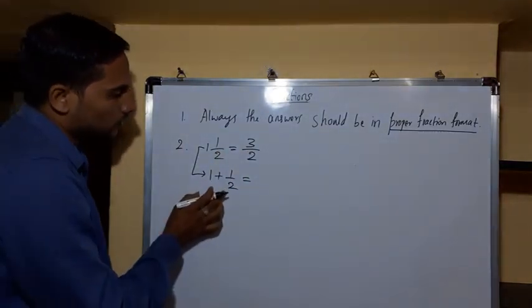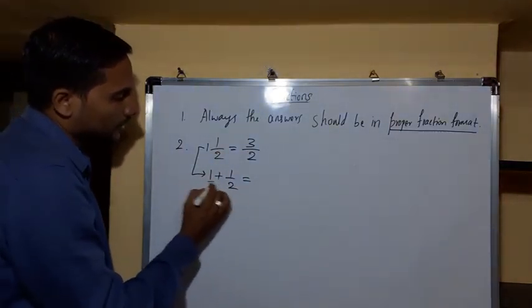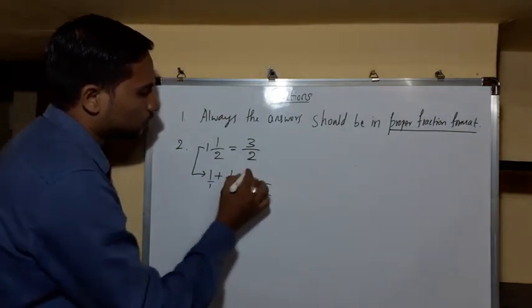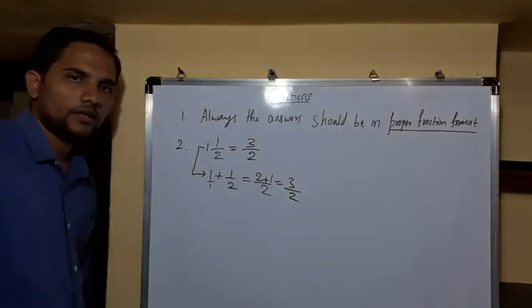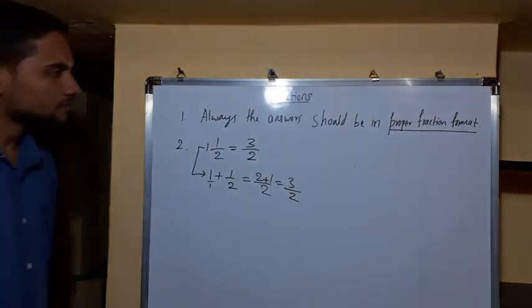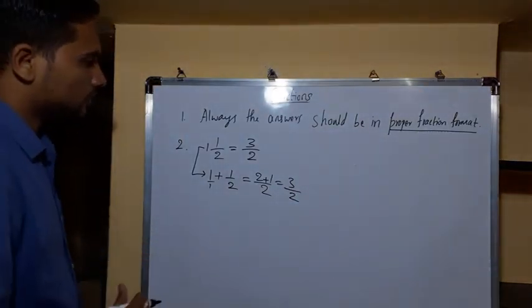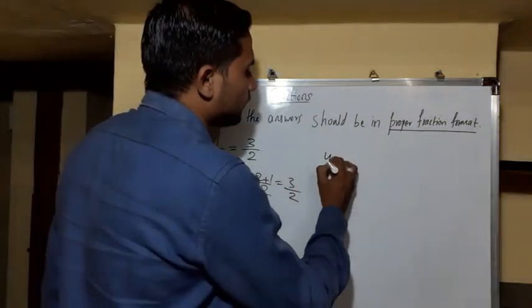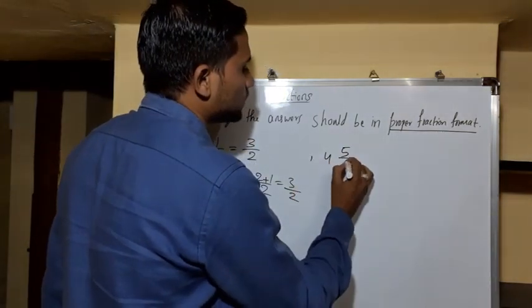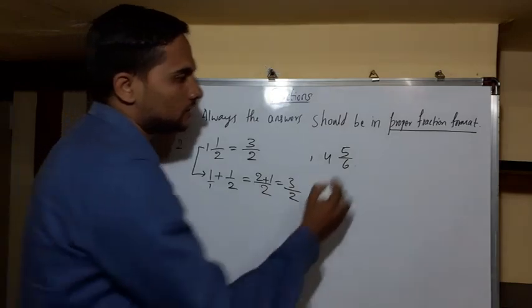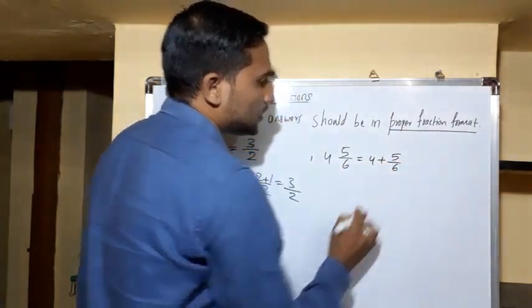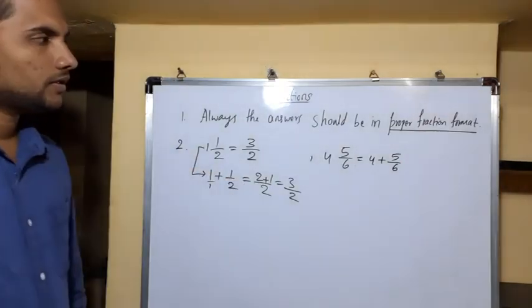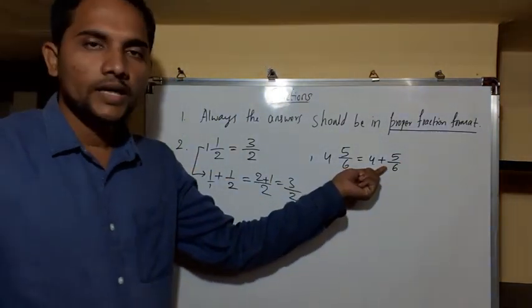So check now. Take the LCM, it will be 2. So 2 ones are 2, plus 1, it will be 3 by 2, right? So friends, the second rule says, suppose one more example is there, 4 integer 5 by 6. So how to take it? 4 plus 5 by 6. You have to split the term, and in between them you have to put an addition symbol.